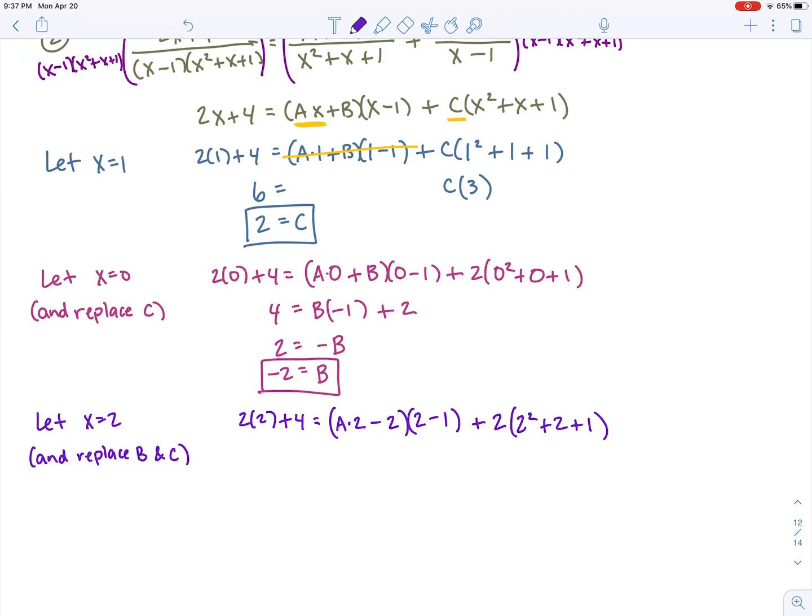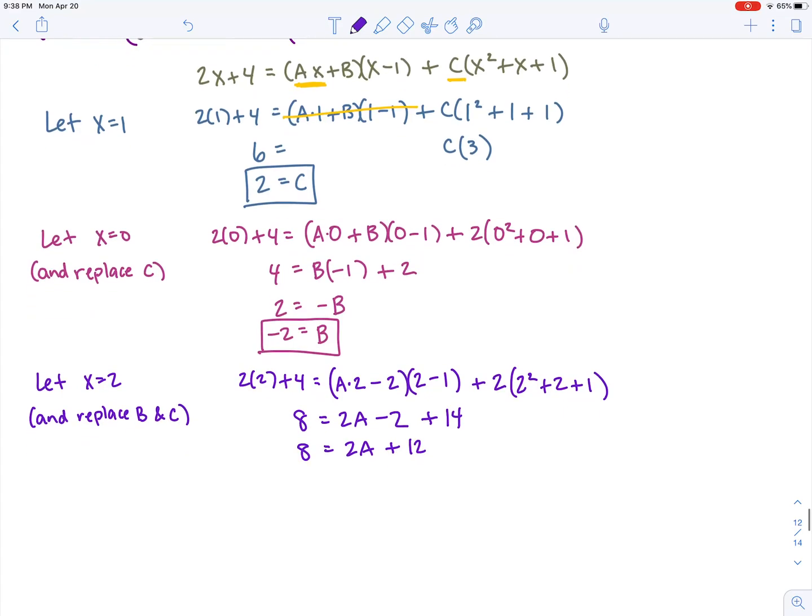Okay, so let's go ahead and continue simplifying this. I have 2 times 2 plus 4. That's 8. This is 2a minus 2 times 1, so that doesn't change it at all, plus 2 times 2 squared is 4. 4 plus 2 is 6. 6 plus 1 is 7. So 14. So I have 8 equals 2a plus, what is that, 12. Subtract 12 from both sides. Negative 4 equals 2a. So a is also negative 2.